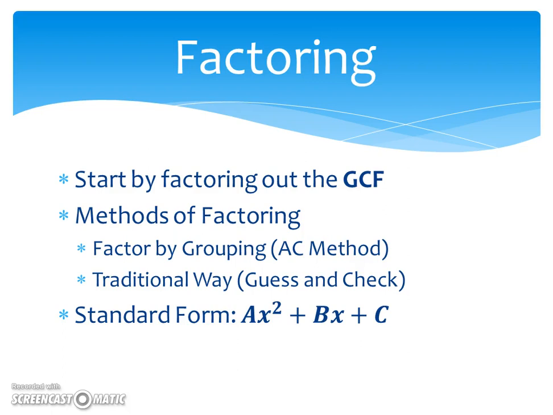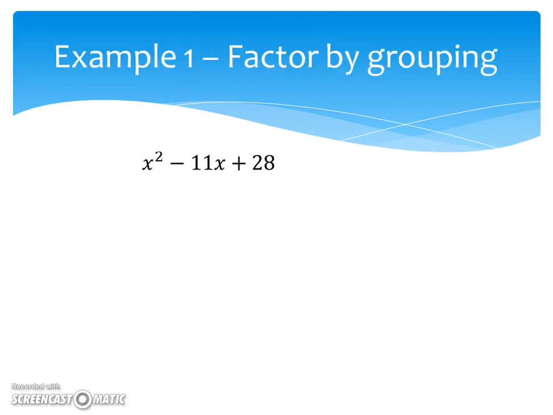One thing you do need to know about a quadratic is the standard form is ax squared plus bx plus c. So let's look at some examples here. The first one, we're going to factor by grouping, the method we teach at the high school. Very first step always is check the GCF. In this question, the GCF is 1, so we don't actually have to factor it out.